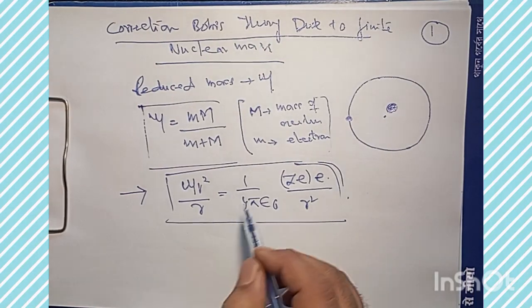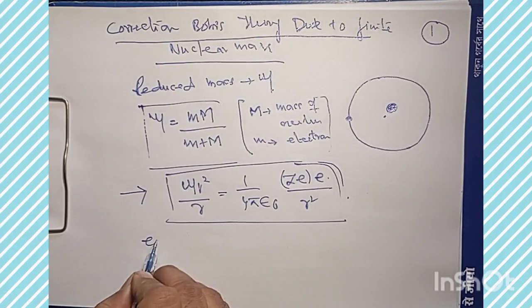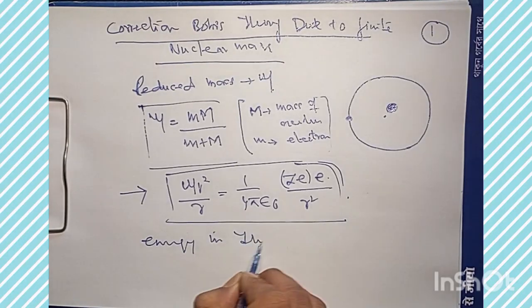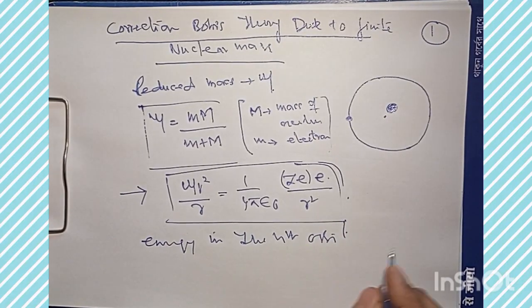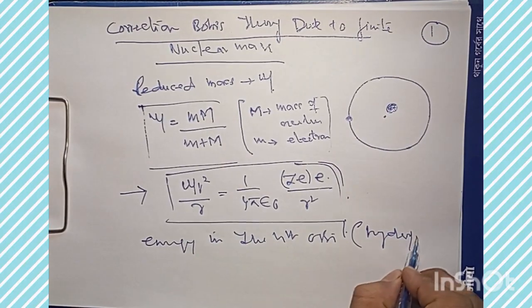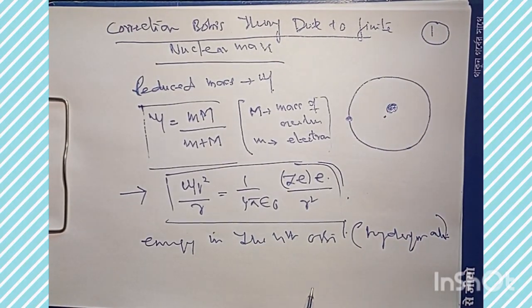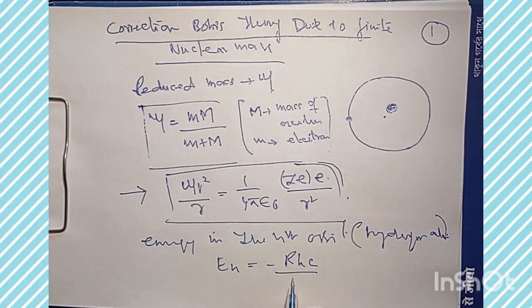So this will automatically lead to the energy in the nth orbit of a hydrogen atom. If I go down to the hydrogen atom, for which Z is equal to 1, this will give us that En is minus R Hc by n square.